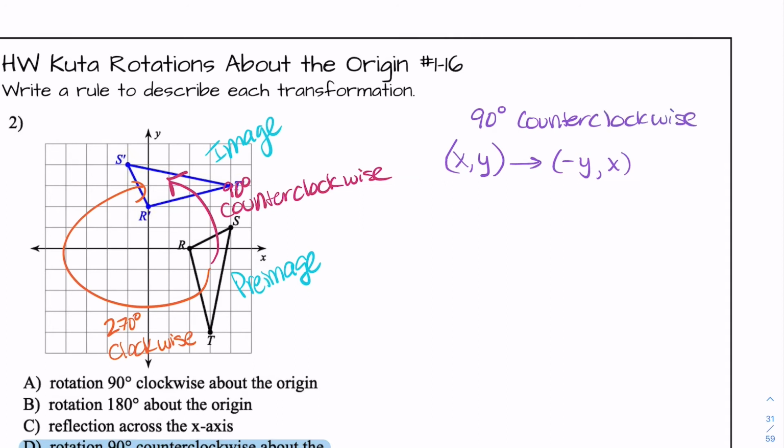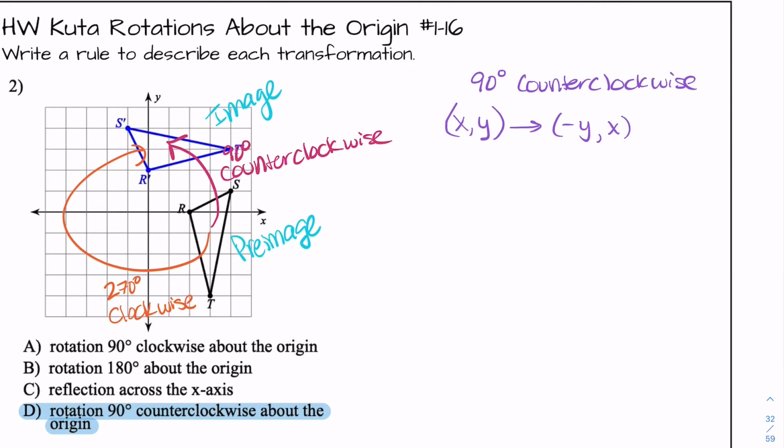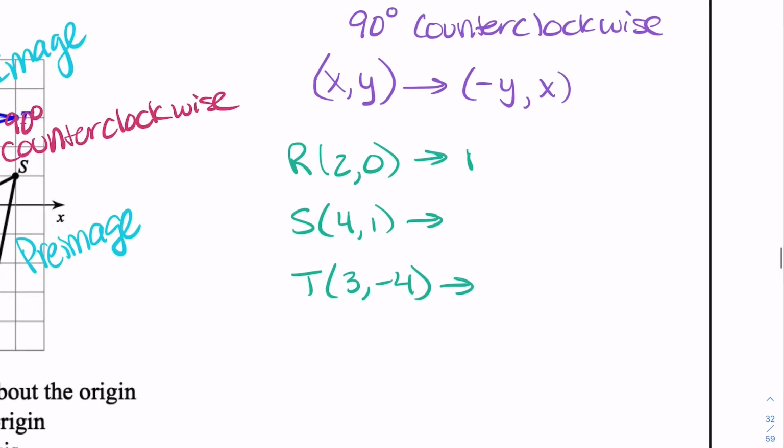So let's take our points and test it. R is at 0, 2. S is at 4, 1. And T is at 3, negative 4. Now, if it followed the rule, what would we have as a result? Well, switch them. Here's what I like to do. I like to do columns, R prime, S prime, T prime. I like to do one column at a time.